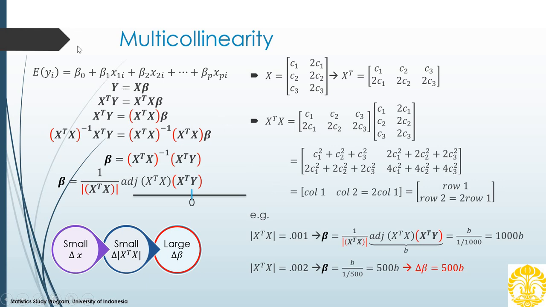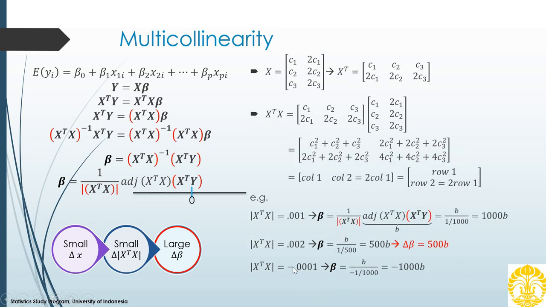So what do you actually want to say? Is the effect of X1 1000 or 500? We can't really decide. Or probably something else, because around 0 it can cross the boundary to plus or minus quite easily. So let's say the determinant of X transpose X is minus 0.001, it should be just two zeros in here. Then our estimated value is minus 1000b.